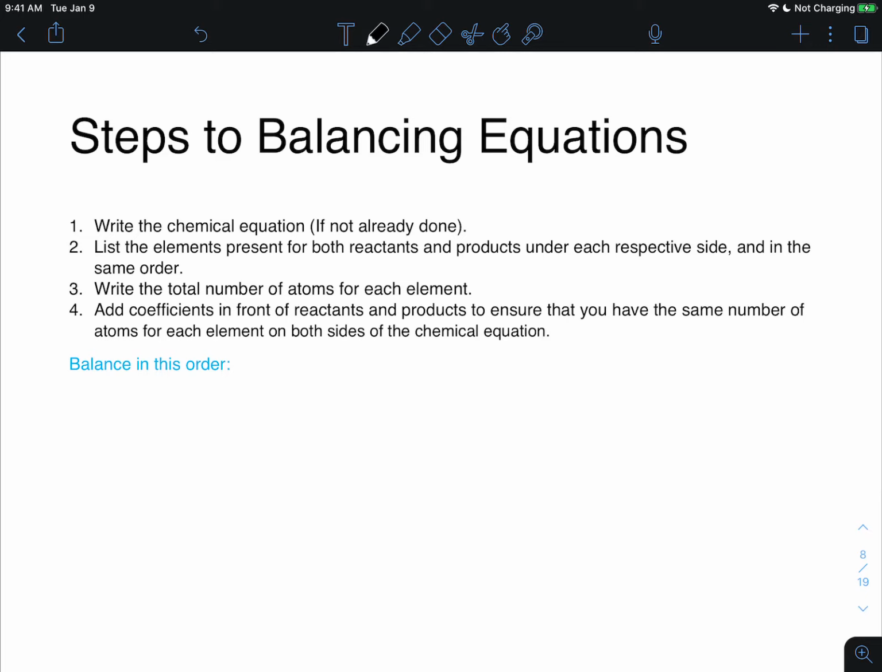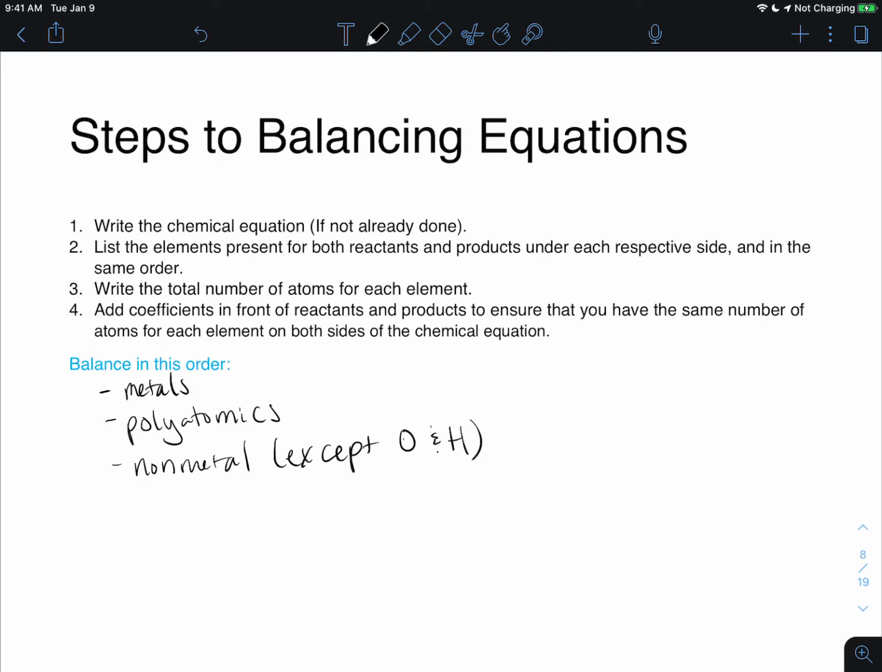The way in which we balance is this order. First, we do metals. So any metals we see are going to be balanced first. Then we're going to next balance polyatomics. Okay. After that, we're going to balance non-metals except oxygen, hydrogen. Then we're going to balance oxygen. And lastly, hydrogen.